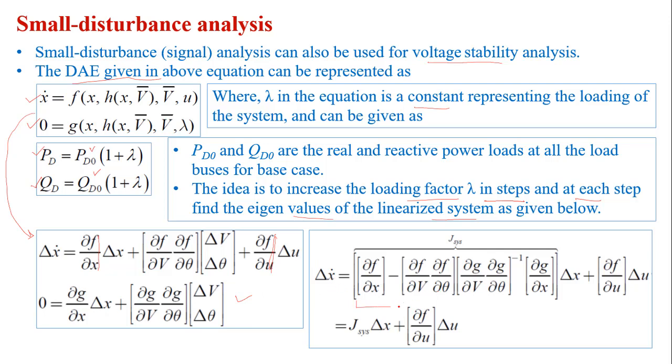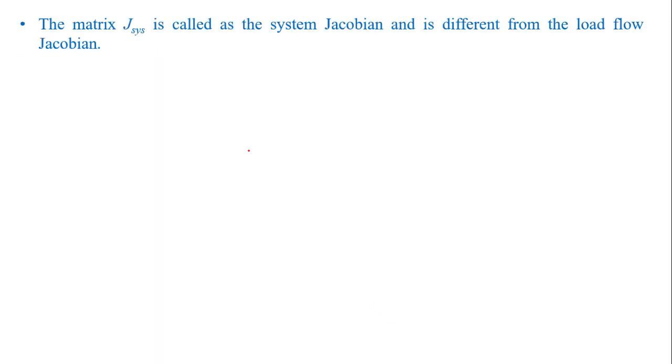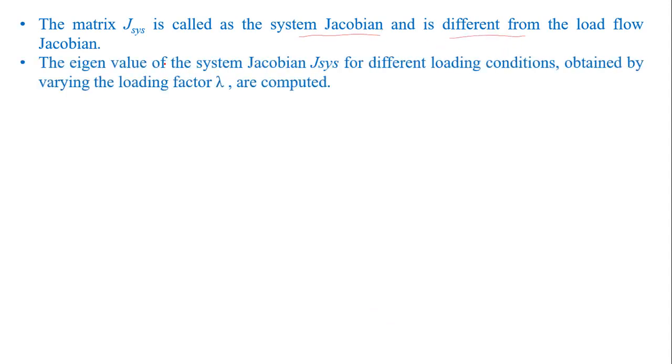So this matrix is known as the system Jacobian matrix, that is multiplied with delta x. So this is your system Jacobian matrix. This is in fact different from the load flow Jacobian matrix. So now J_sys is called the system Jacobian, and it is in fact different from the load flow Jacobian. The eigenvalues of the system Jacobian for different loading conditions, obtained by varying the loading factor lambda, are computed.